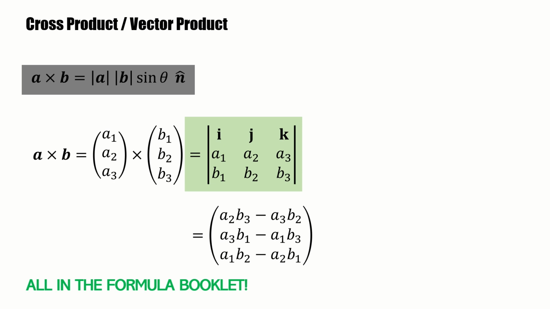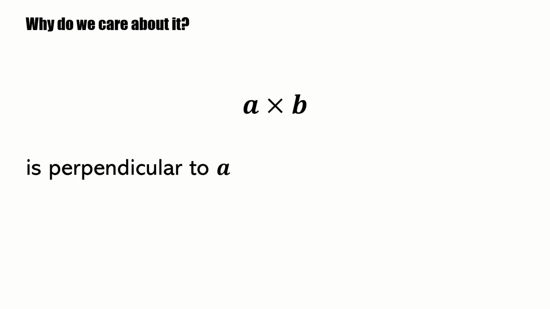However, one more thing to point out before we launch into an example is, why do we actually care about finding the cross product anyway? Why do we supposedly have more than one way of multiplying vectors together? Well, it's because the cross product has a very useful result that we can use to our advantage in other areas of the vectors chapter, which is that if you do the cross product of A and B, then the result of that is going to be a vector that is both perpendicular to the vector A and is also perpendicular to the vector B.